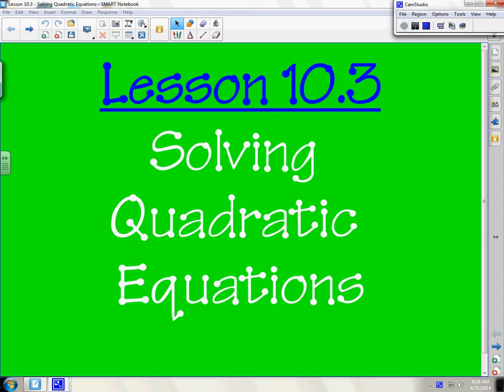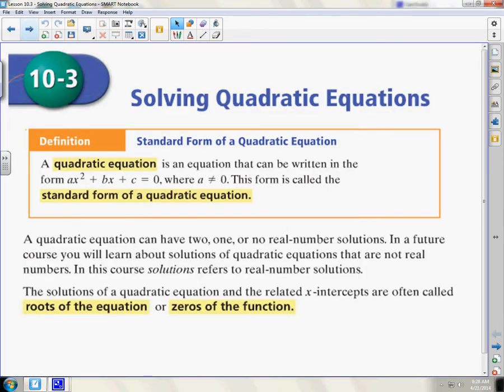Hey mathematicians, this is lesson 10.3 for algebra, solving quadratic equations. I'm going to show you two different ways to solve quadratic equations. So here is the definition.